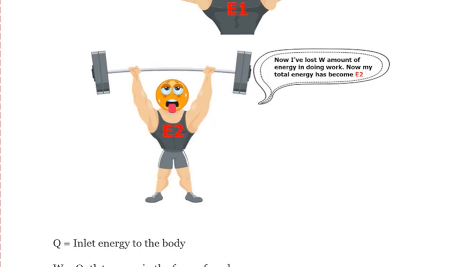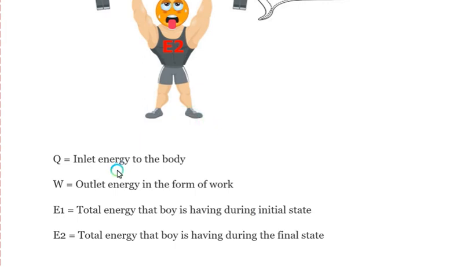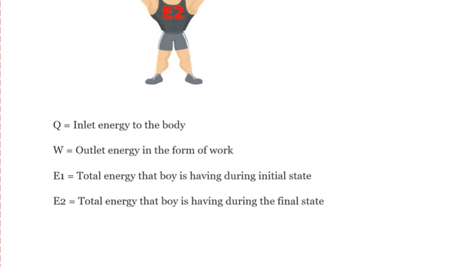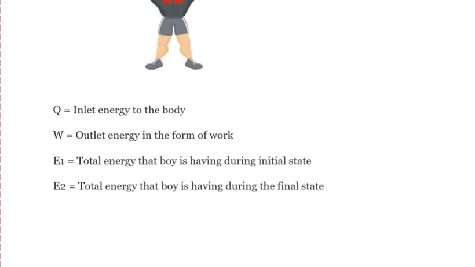So, in the representation, may ara kita, your Q is the inlet energy nga nagsulod sa body, W is the ang nagwa nga energy because gingamit niya for certain work. We have una niyang energy, total energy during initial state, total energy during the final state is E2. So, we have that ini nga mga terms. So, kung tawon naton, here, this muscular boy gains Q amount of energy and he spends W amount of energy. So, nag-intake siya sang Q and nagpagwa siya sang W.